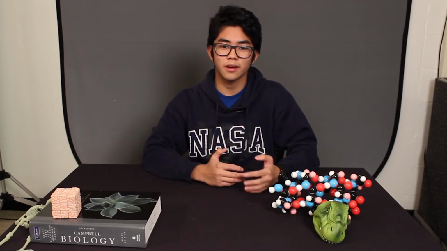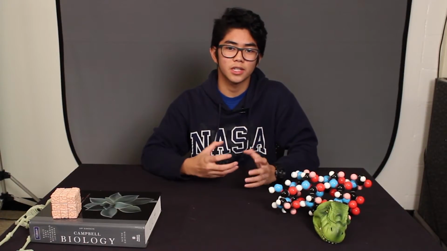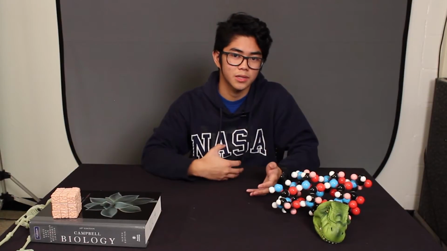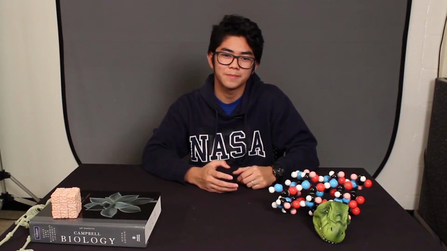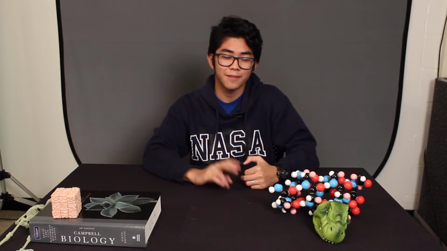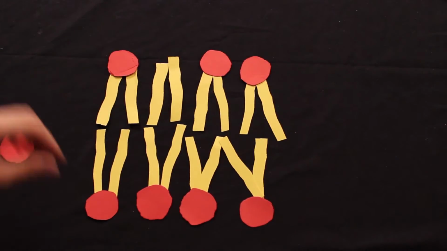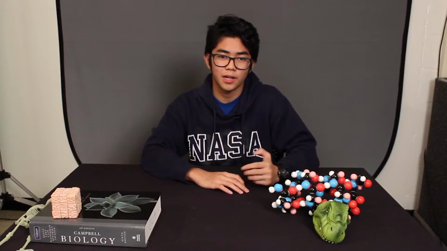Since a large portion of the plasma membrane is hydrophobic, molecules that are small and nonpolar can easily pass through. Besides the phospholipids, there are other lipids in the plasma membrane. First off, there's the glycolipids. Just like the phospholipid, they have two tails, but instead of a phosphate head, they're connected to a chain of carbon sugars. The other lipid is called cholesterol.